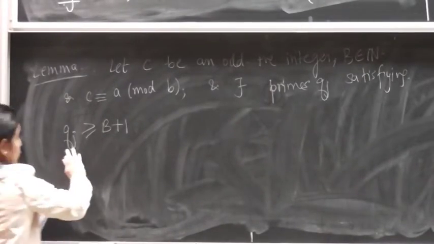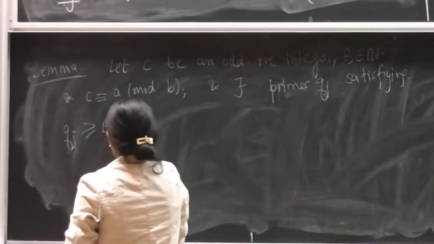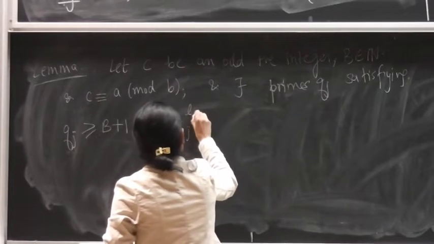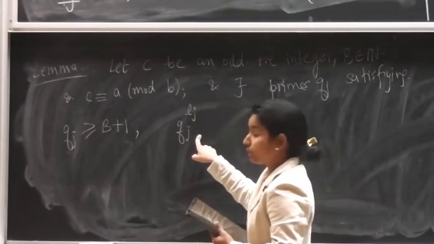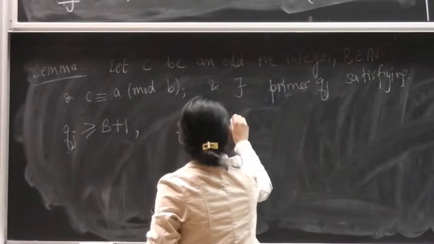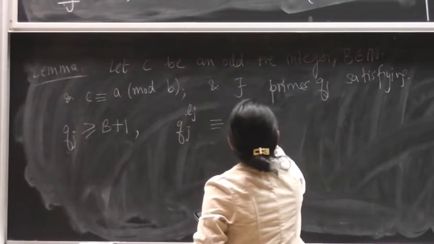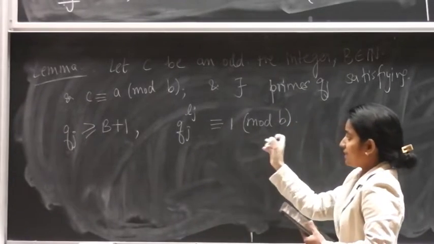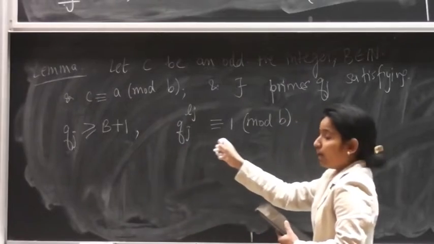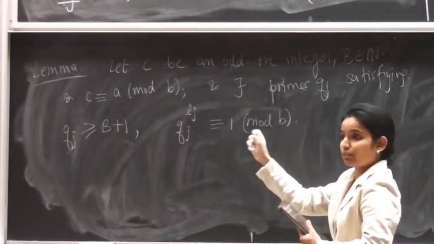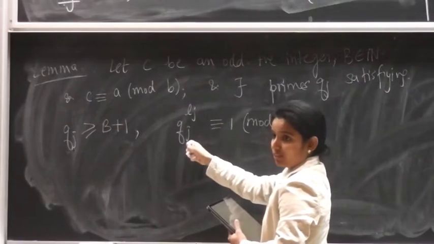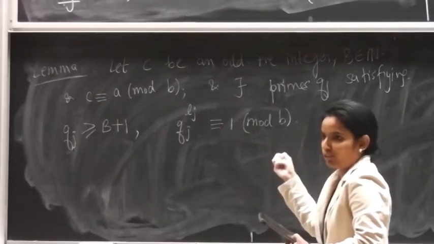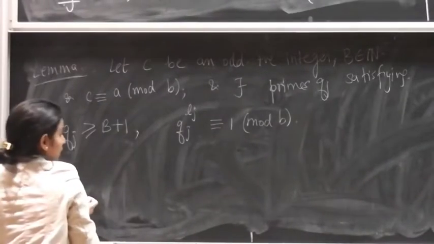So all your primes should be larger than B, and you should be able to come up with some Lj corresponding to each of these primes, such that once you raise it to the power n, you get 1 mod B. This is the same as saying that each of these primes Qj is co-prime to B, because if that's true, then you have an inverse, so there is an order. That means after raising it to some power, you will get 1 mod B for sure. So this is the same as saying that Qj is co-prime to B.